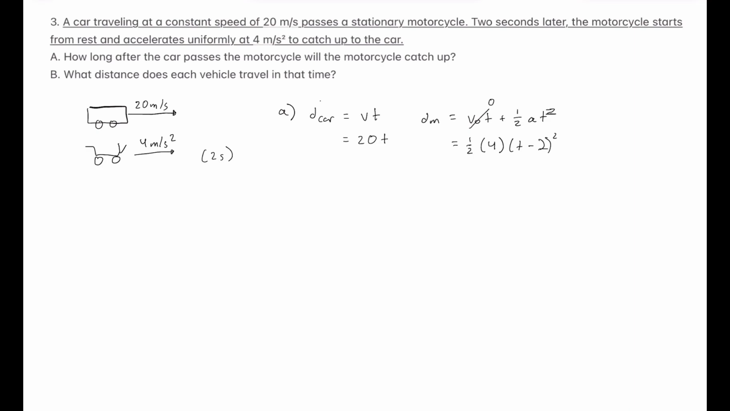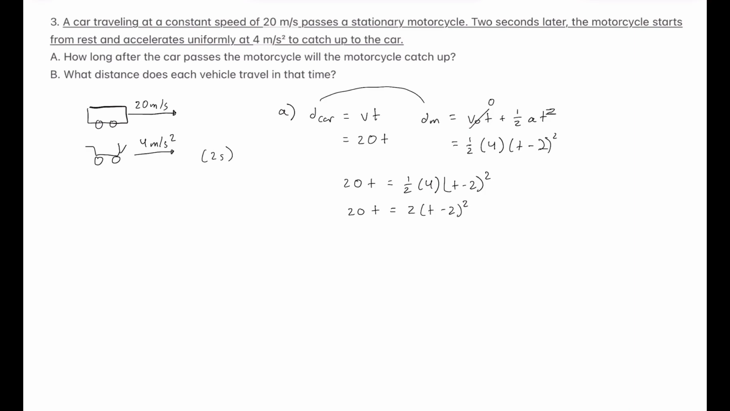Since the distances should be the same when the motorcycle catches up to the car, we can set these two equal to each other. So 20t is equal to 1/2 times 4 times (t minus 2) squared. We can simplify this a bit. And we can solve for t now.